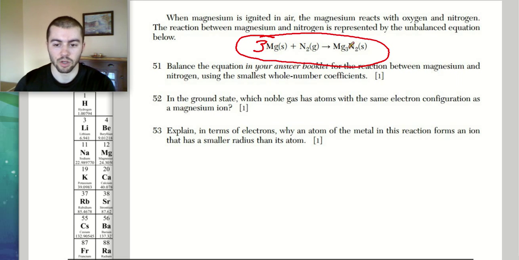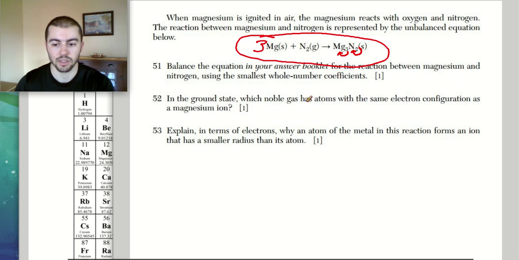So remember your coefficients and subscripts. The subscript here, the 3, only applies to magnesium, and the subscript here, the 2, only applies to the nitrogen. Alright, so just remember your coefficients and subscripts, and this would be the balanced equation for question 51.